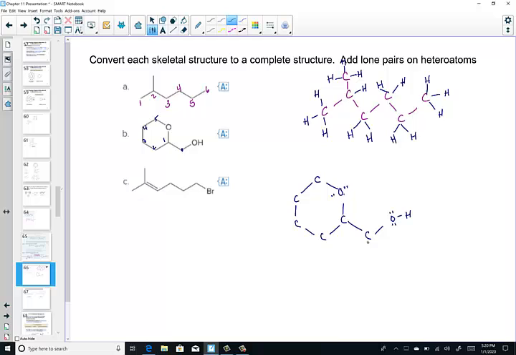And now I just want to make sure that every carbon has 4 bonds, and I'll do so by adding in enough hydrogens to do so. This carbon has 3 already, so it needs just 1 more. And every one of these would require 2 bonds to complete its octet. And that completes letter B's complete structure. Letter C.